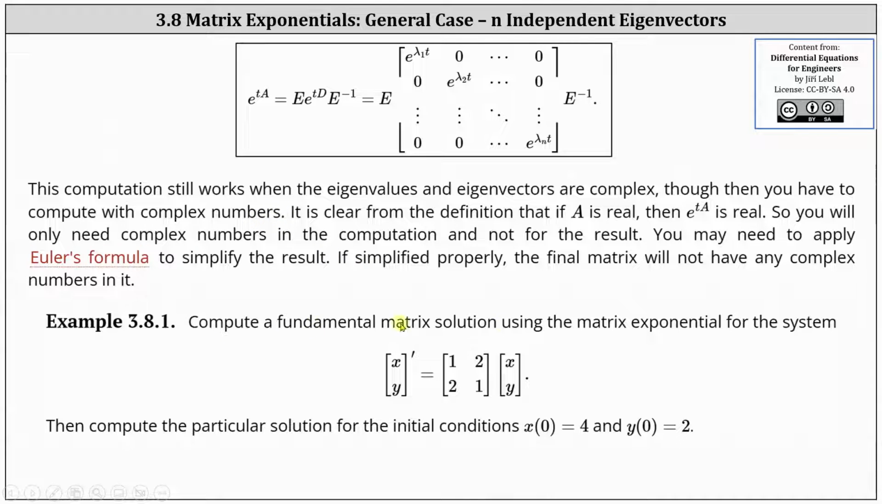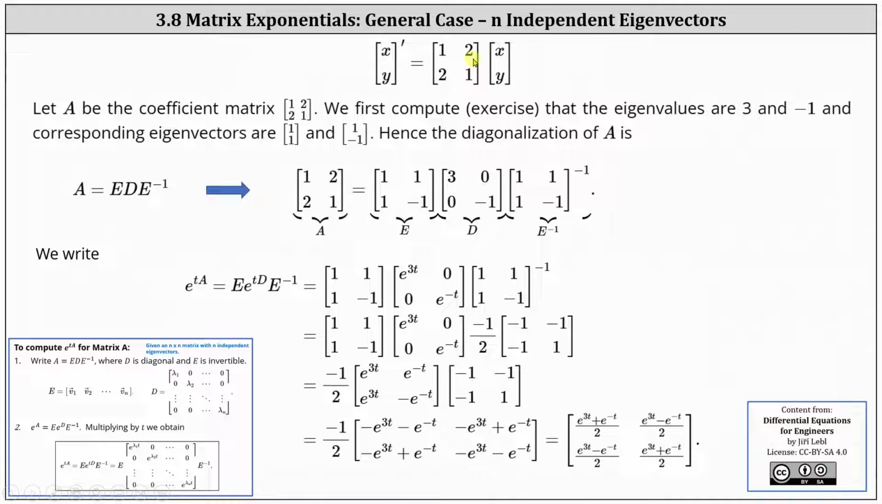We're asked to compute a fundamental matrix solution using the matrix exponential for the system. Then compute the particular solution for the initial conditions x of 0 equals 4 and y of 0 equals 2. Let's set this up on the next slide. We let A be the coefficient matrix with entries 1, 2, 2, 1, and we first compute the eigenvalues, which are 3 and -1, and the corresponding eigenvectors are (1, 1) and (1, -1). You may want to pause the video and verify this.